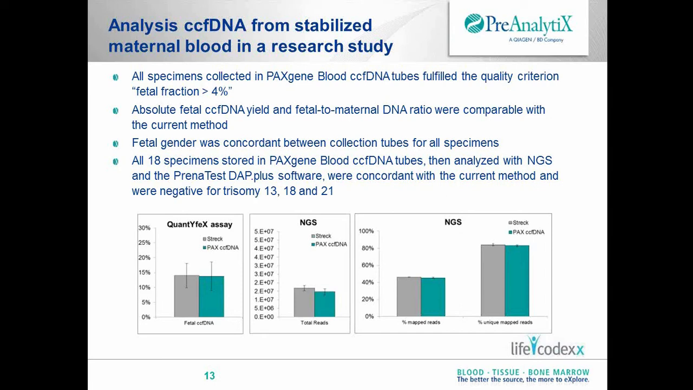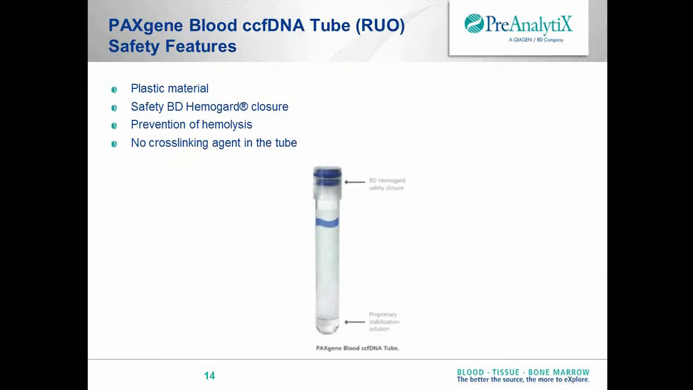So with their PreAnalytiX assay, they analyzed these 18 samples for trisomy 13, 18, and 21, and they are all concordant. So as they use the STRAC tube at the moment, the PAXgene tube was completely concordant to the current method they use. So overall, we can summarize that for ccfDNA, our tube is absolutely comparable to the STRAC tube, and better with respect to genomic DNA contamination than the EDTA tube, and has several features that are different with respect to safety, and this is shown here now.